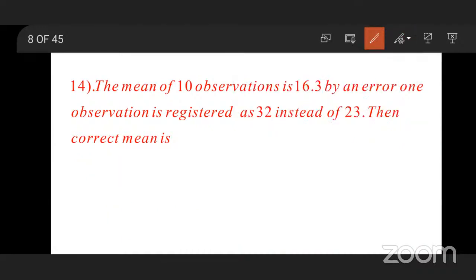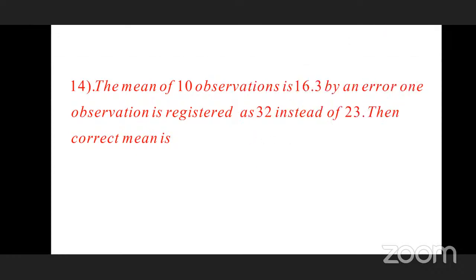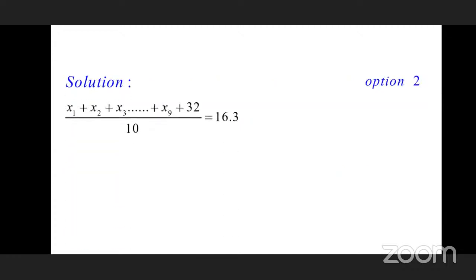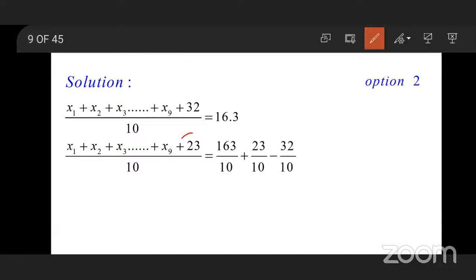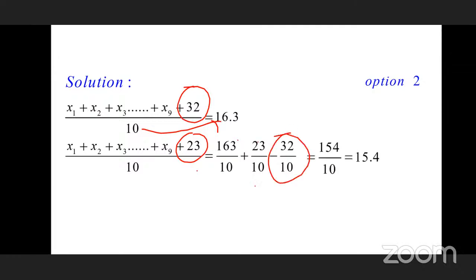Once again, I will repeat the concept. What is the problem here? x1 plus x2 plus x3 and so on up to x9 plus 32 is equal to 16.3. The original value is 23, but mistakenly he printed 32. That's why, with cross multiplication, what do we get? 16.3 by 10 minus 32 by 10 plus 23 by 10. We get the solution 15.4 only.